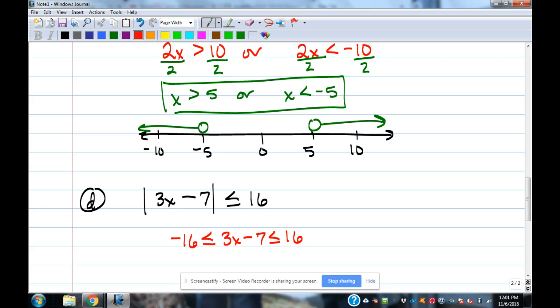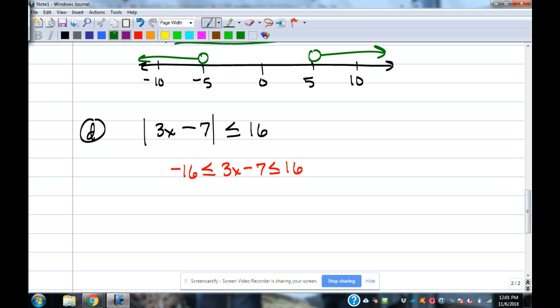Now, a little bit more work to do on this one to get x by itself. So what do we do first? Plus 7 everywhere. That's right. That's going to give me 3x in the middle. 16 plus 7 is 23. And then negative 16 plus 7 is negative 9. Divided by 3, yeah.